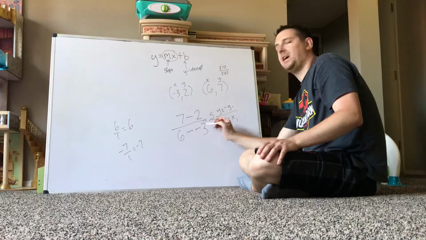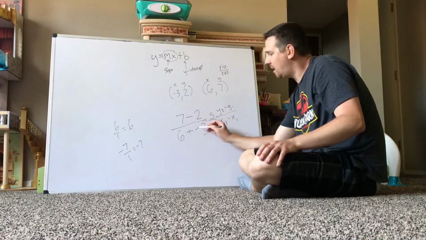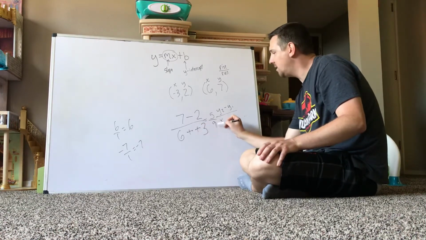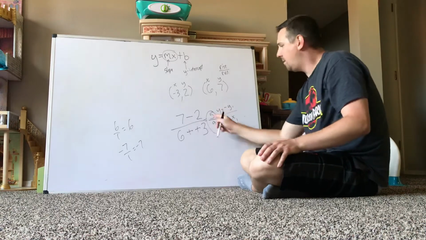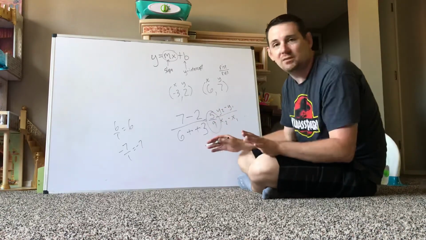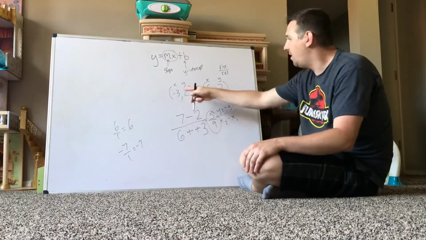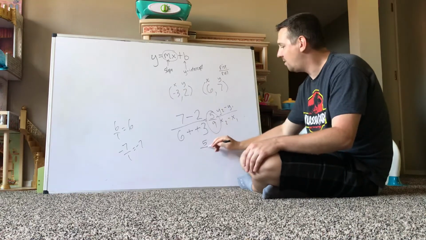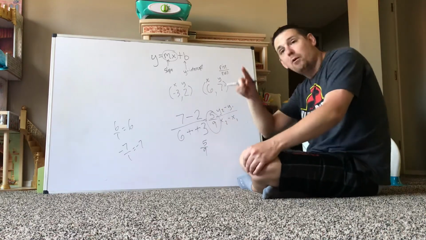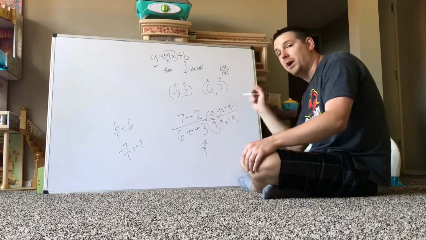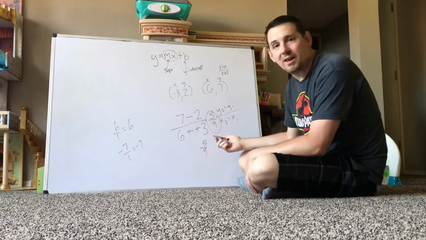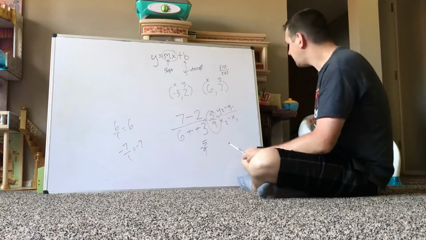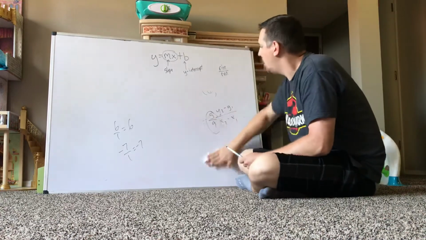6 minus negative 3, I like to add the opposite. 6 plus 3 is 9. And if that bottom number doesn't go into the top number, just leave it as a fraction. So the slope of this line is 5/9. That would be up 5 over 9. I don't know what the y-intercept is yet because we didn't calculate that. Let's try one more.